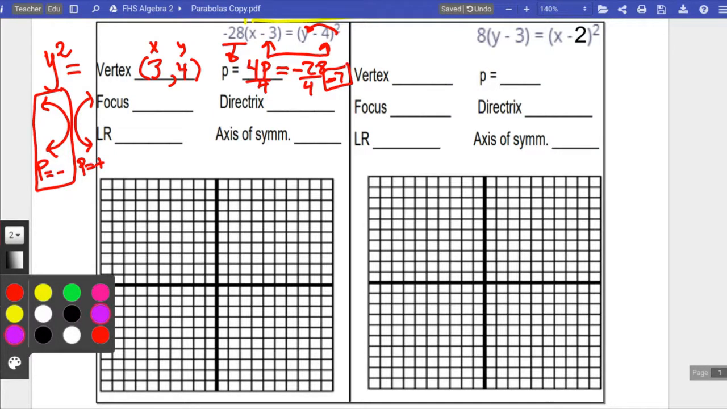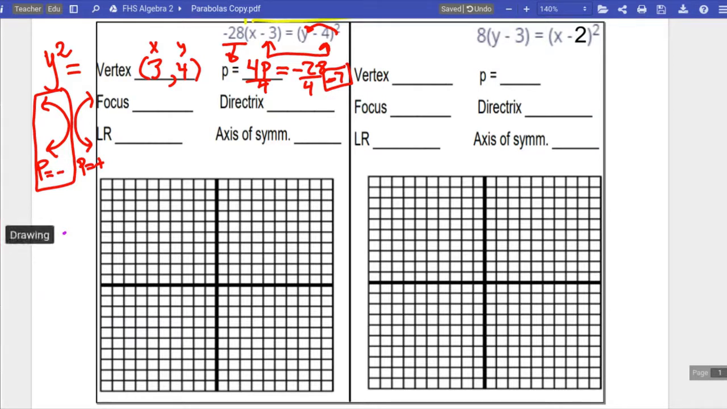Let's graph this thing. We need to graph the vertex. The vertex is located at 3, 4. 1, 2, 3. 1, 2, 3, 4. Boom. The vertex is right there. And then we have decided that it will open this direction. This is not the best, but just draw that for now. We're going to make this graph look good soon. For now, we're just going to try our best.